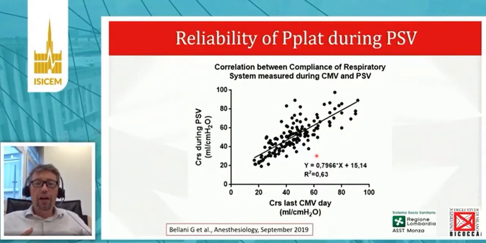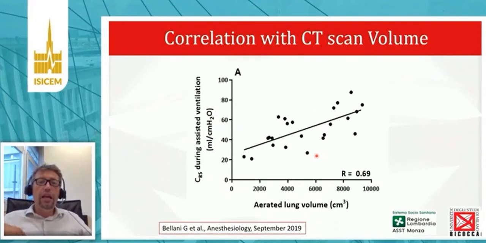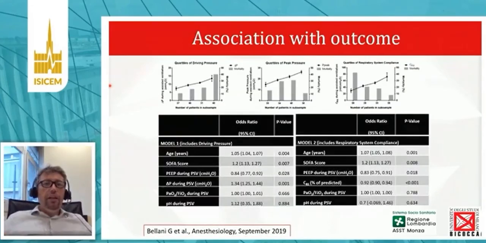I'll skip this for the sake of time, but we basically reproduce the finding that driving pressure during pressure support is very representative of what's going on during controlled ventilation, and is associated with the amount of volume aerated on CT scan. And finally, the association with outcome. This slide is a little bit busy, but it shows the association between increasing levels of driving pressure and increased mortality. And as you see here, as driving pressure increases, mortality also increases.